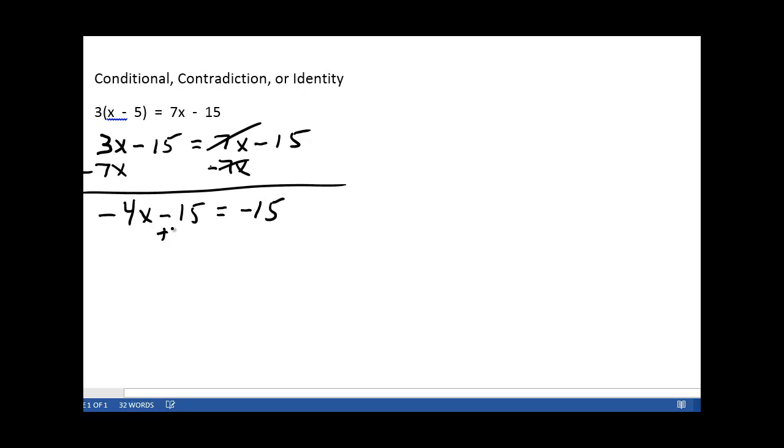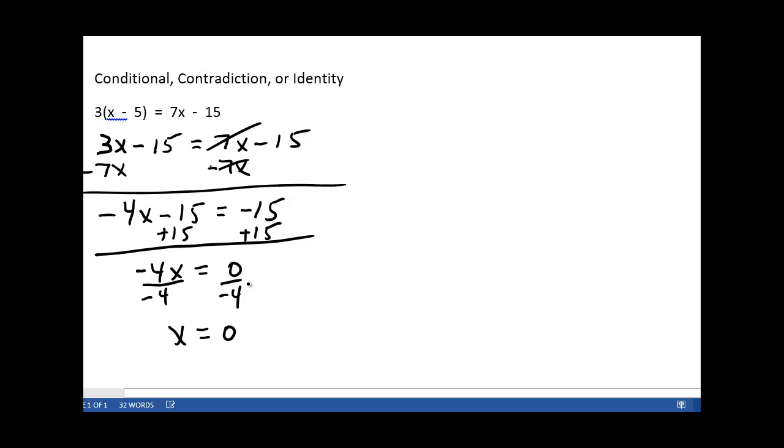I'm going to add 15 to both sides in order to isolate my variable. This leaves me with negative 4x equals negative 15 plus 15 is 0. My last step is to divide by negative 4. So x equals 0 over negative 4 equals 0. Since this has a single solution, x equals 0, this equation is conditional.